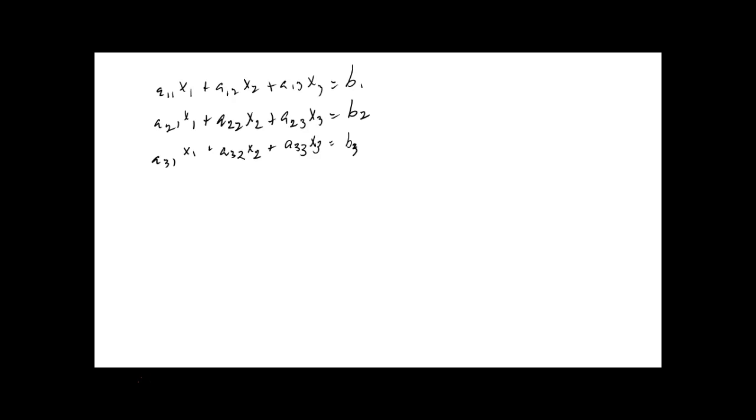Here is your typical setup for a 3x3. Your coefficients have double subscripts. The first subscript is the row, the second subscript is the column, okay? And your variables are x1, x2, x3. You could do x, y, z, it doesn't matter. Your constants at the end are b1, b2, and b3, just to say the constant for the first row, the constant for the second row, the constant for the third row, okay?